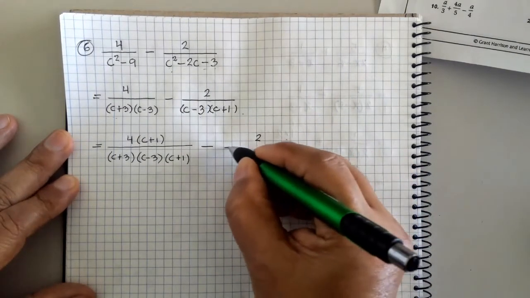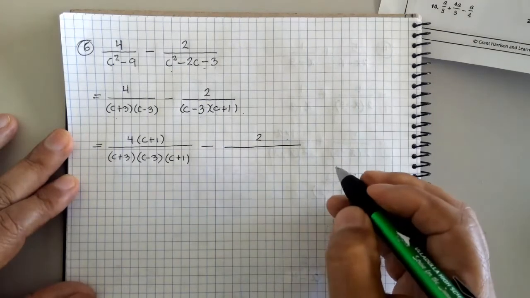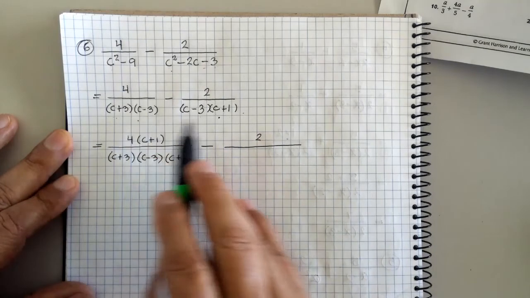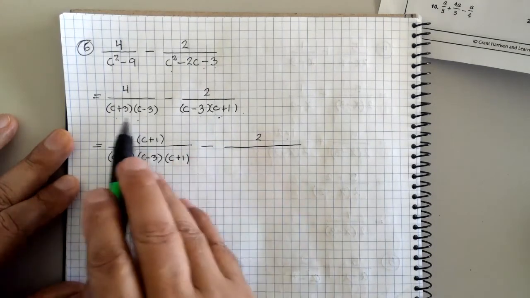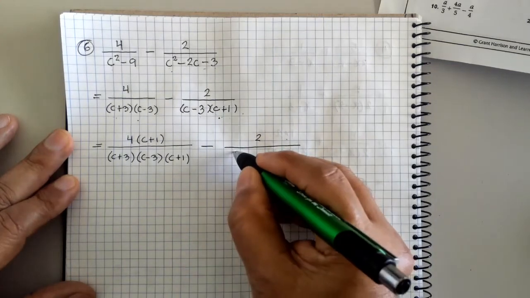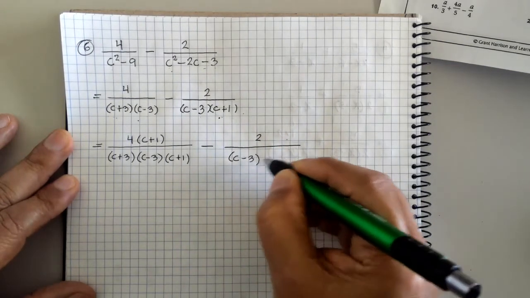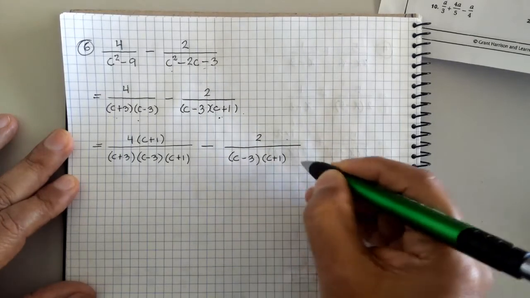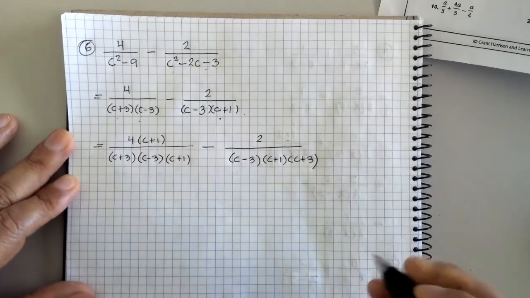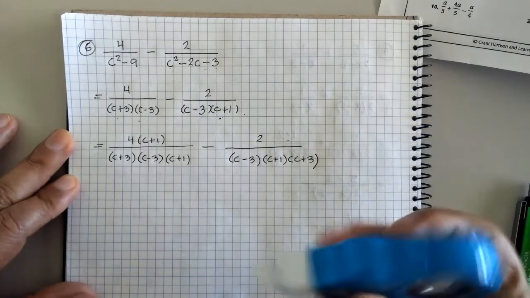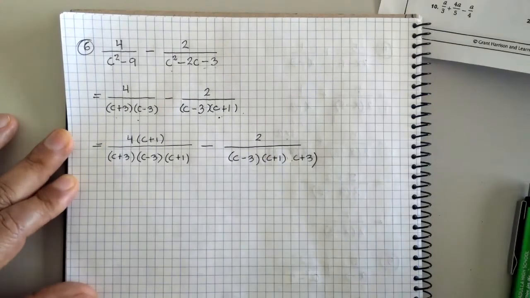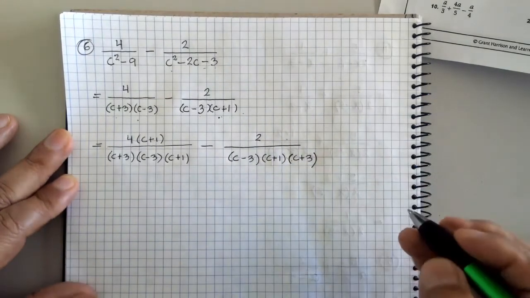Okay, and then I'm going to amplify this by what is missing from here. Okay, and you can see that what is missing from here is c plus 3. Okay, so we're going to put c minus 3, c plus 1, and now I'm going to multiply that by c plus 3. Okay, so I'm going to make this bracket a little bit bigger so it doesn't look like c.